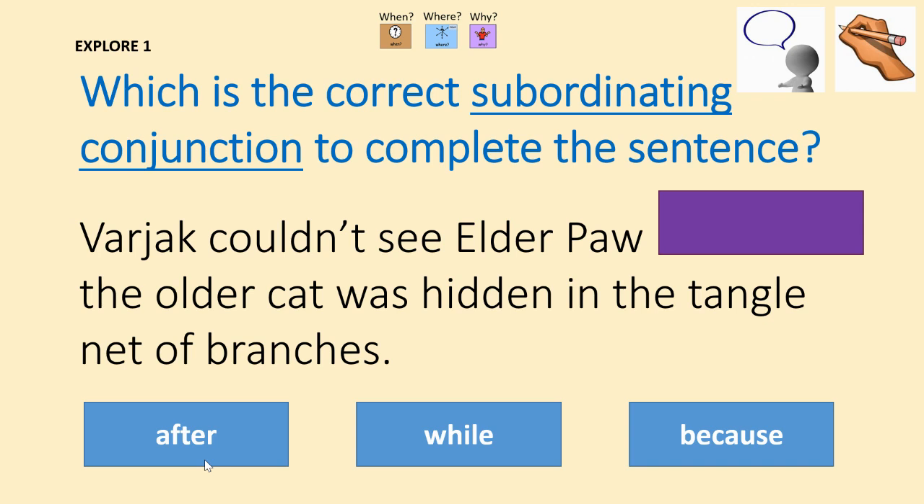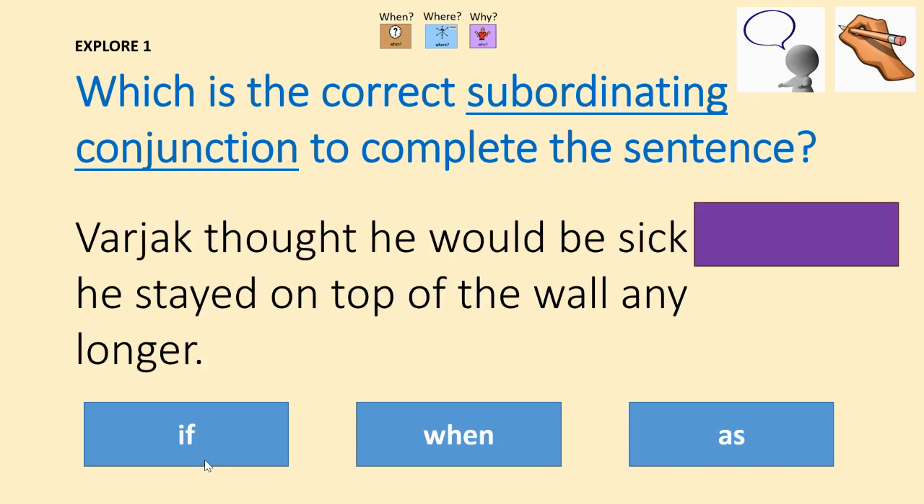Okay, so you're back. So let's have a look and see what the answer is. Let's do it together. Varjak couldn't see Elder Paw after the old cat was hidden. Varjak couldn't see Elder Paw while the old cat was... Varjak couldn't see Elder Paw because the older cat was hidden. And I think it should be because. Definitely because. Yay, well done if you put because.